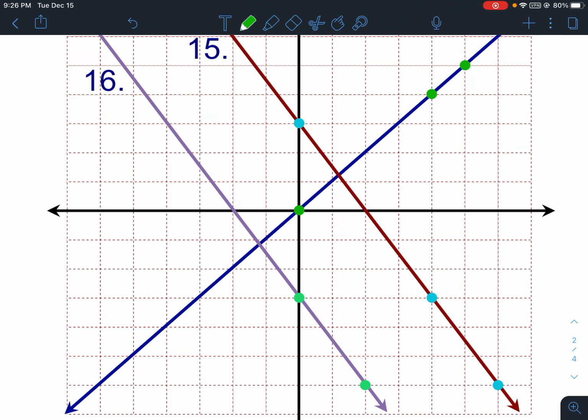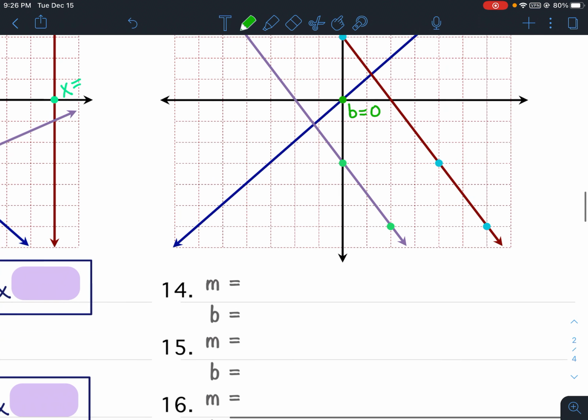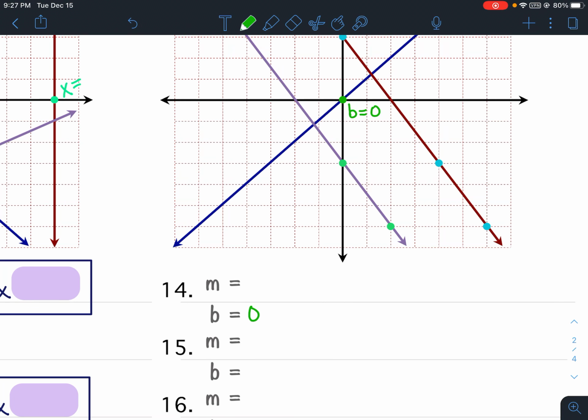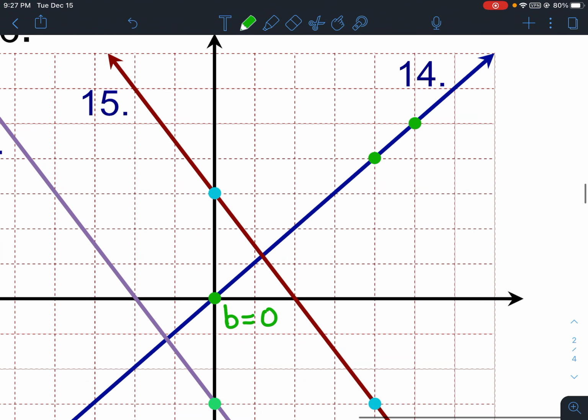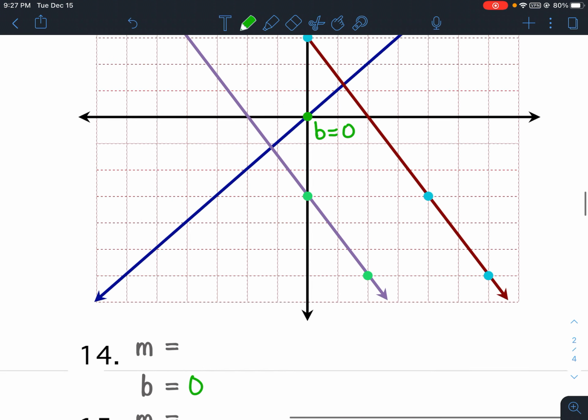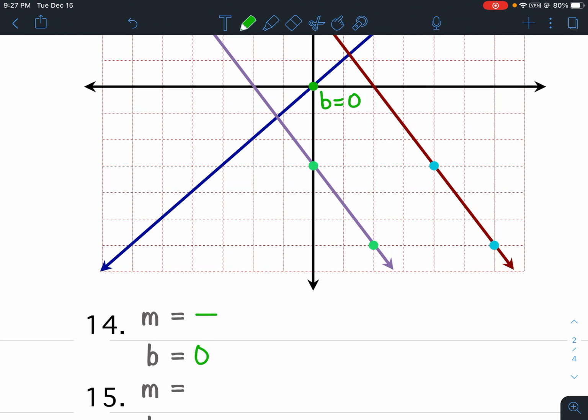Number 14. Notice how your y-intercept is at the origin. The origin is 0. So my y-intercept for number 14 is 0. My slope goes up 1 over 1. So a rise of 1, a run of 1. Rise is 1, run is 1. Well, 1 over 1 reduces to just 1.